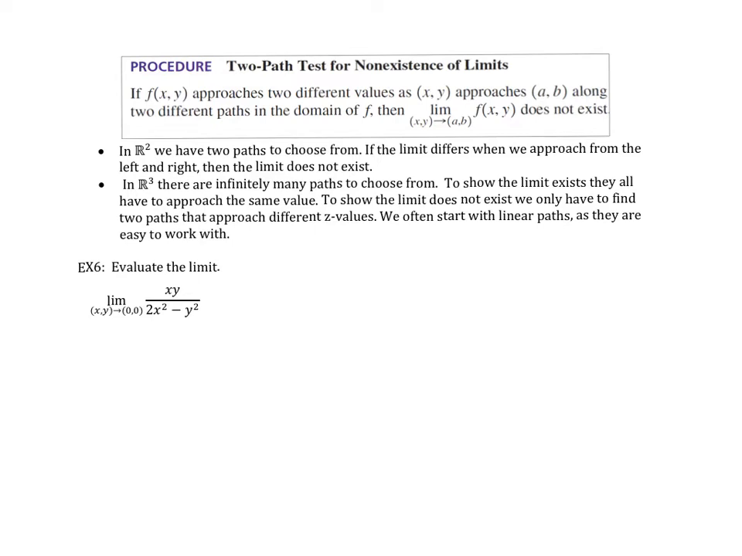Again, the problem happens in multivariable calculus. The problem is that infinitely many paths lead to the same point. It's impossible to check every single path. Remember, for the limit to exist, every path has to lead to the same z value. So since it's impossible to check every path, the next thing we should try to do is try to show that the limit does not exist.